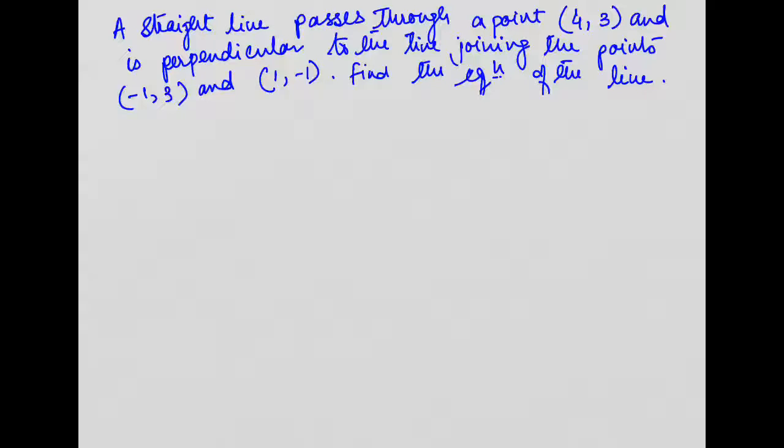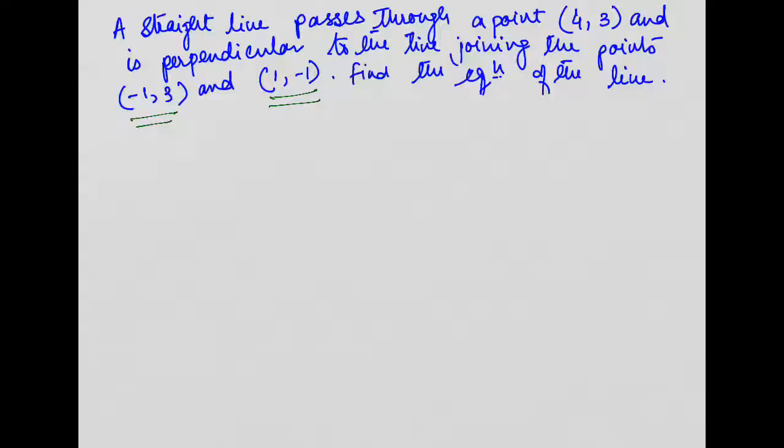A straight line passes through a point (4, 3) and is perpendicular to the line joining the points (-1, 3) and (1, -1). Find the equation of the line. So, it is perpendicular to this line that is joining these 2 points. So, we are not finding the line, but we can find the m from these 2 points. Now, we can see from the value of x that this is my right hand side coordinate and this is my left hand side coordinate.